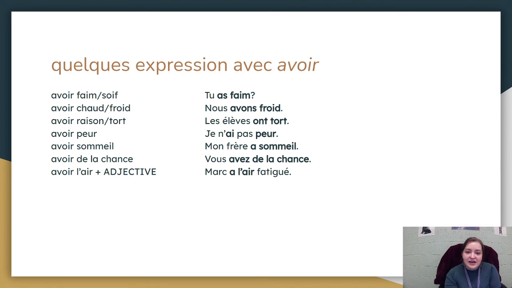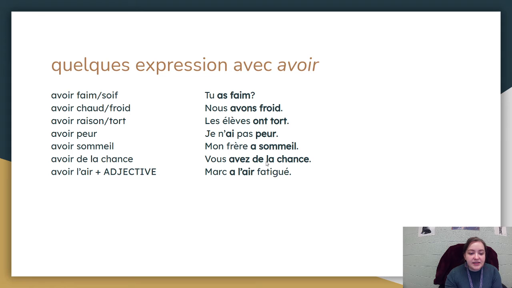Avoir l'air, and then plus an adjective. So this means to seem. So if our adjective is nice, avoir l'air sympathique, like to seem nice, okay? Or here, Marc a l'air fatigué. Mark seems tired.